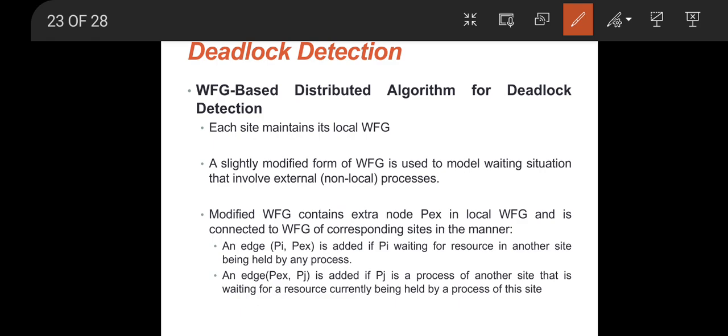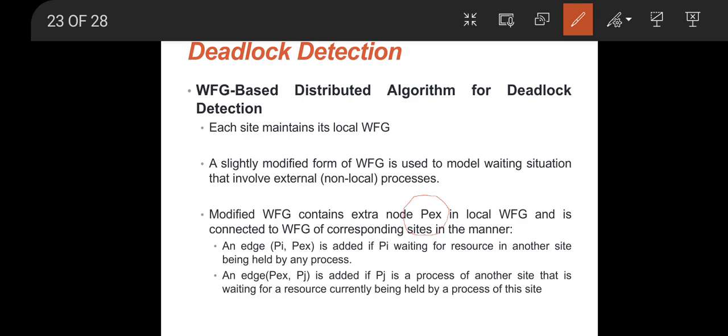Now the first algorithm that we are going to discuss is the wait-for graph based approach. In this approach, every site first draws a local wait-for graph, and in that local wait-for graph, they add a node called PEX, the external process node. It is going to contain information about something which is unknown to that site. That means the site has a guess up to some extent about that condition, but it does not know it entirely. That is called a PEX node, which will be added in the local wait-for graph constructed by the site.